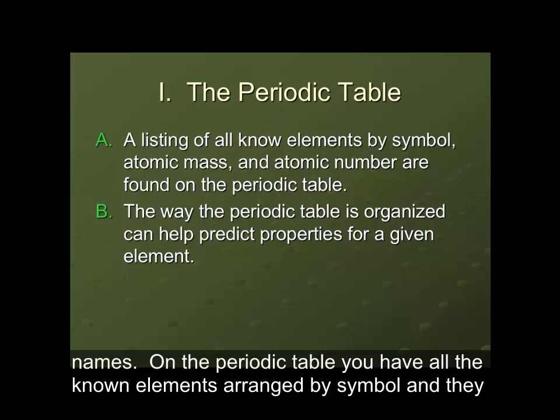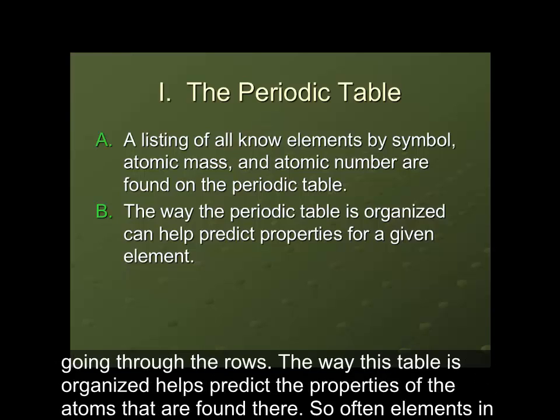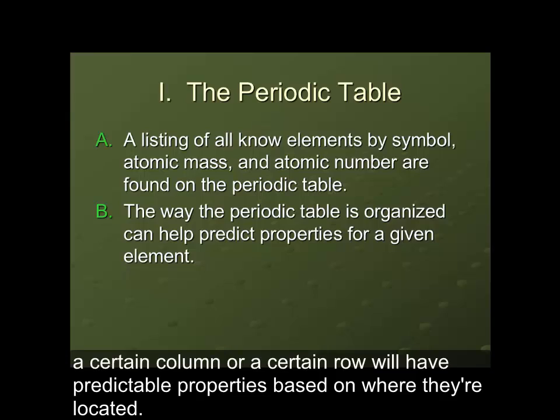On the periodic table, you have all the known elements arranged by symbol, and they go horizontally by atomic number. And so as the atomic number increases, you will move down the periodic table going through the rows. The way this table is organized helps predict the properties of the atoms that are found there. So often elements in a certain column or a certain row will have predictable properties based on where they're located.